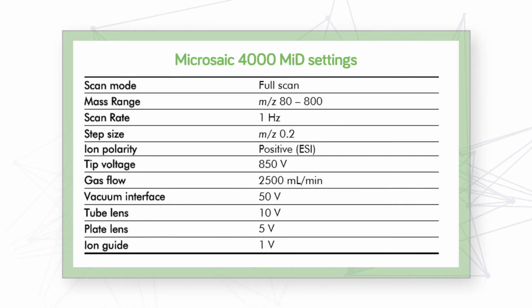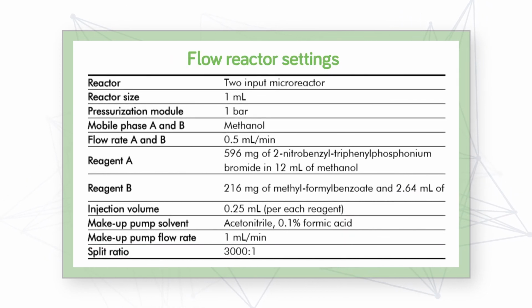This Wittig reaction was analysed in real time, acquiring data in full scan with the mass spectrometer, using the positive tune file settings. The reaction was carried out under different flow reaction temperatures from 5 to 60 degrees Celsius using the following settings for the flow reactor and interface module.